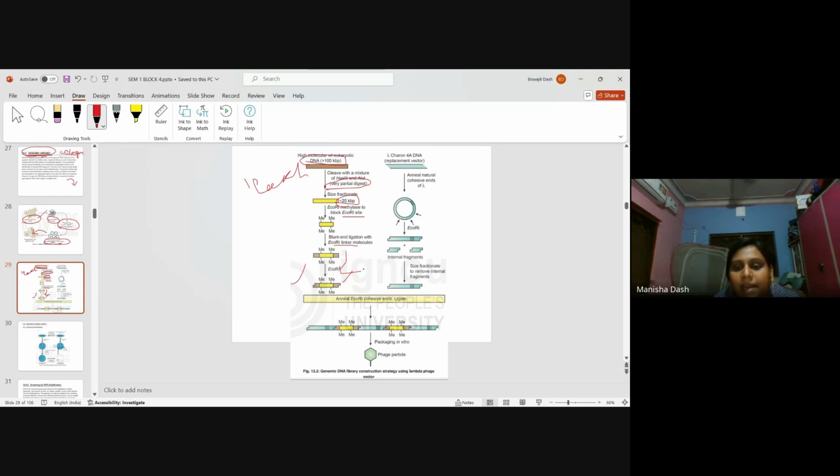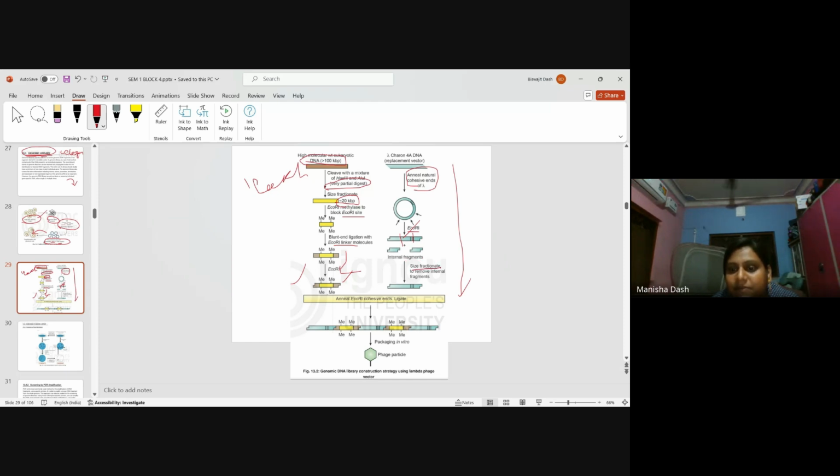Similarly, you secure these parts with a parallelly constructed size fragment. Here the lambda gt4A DNA, the replacement vector, is used. You anneal the cohesive ends of the lambda phage DNA and subject it to digestion by the EcoRI restriction enzyme, so you will have sticky ends like this. Now if you observe here, this part is removed, and you are left with the internal fragments like this.